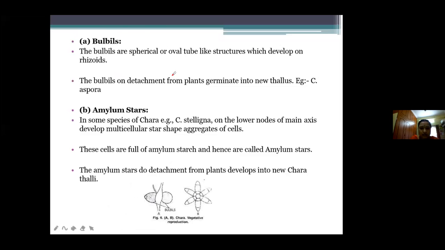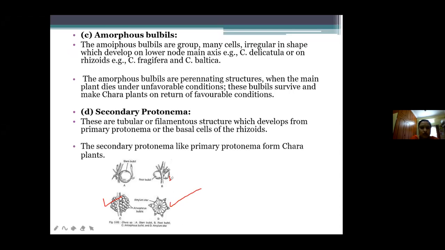Okay, girls, this one is the amorphous bulbils. This one is a bulbil, and this part is the stem bulbil. The rhizoidal bulbil and now the stem bulbil. See here, this is the most important, girls. Which one? Amylum starch is the most important.